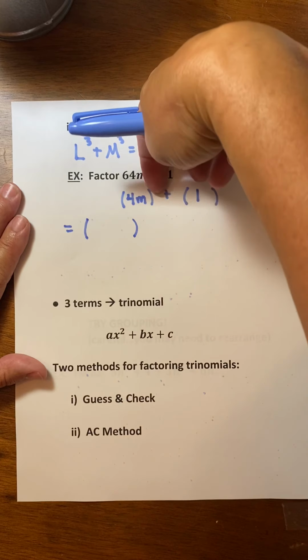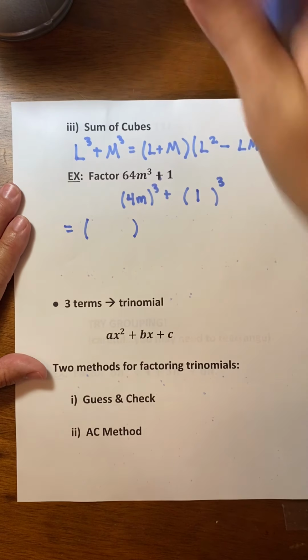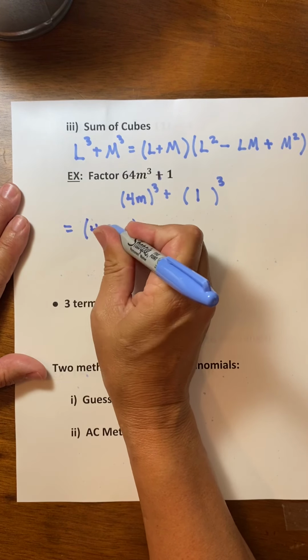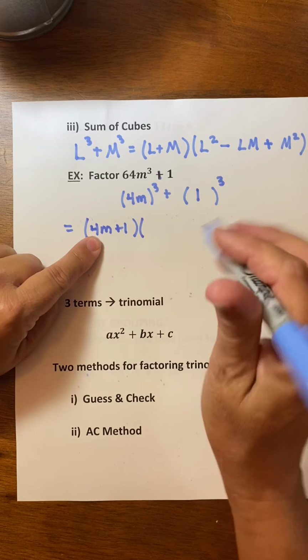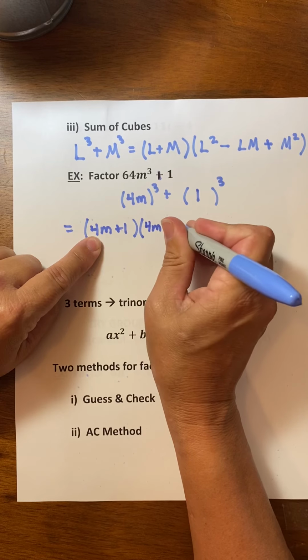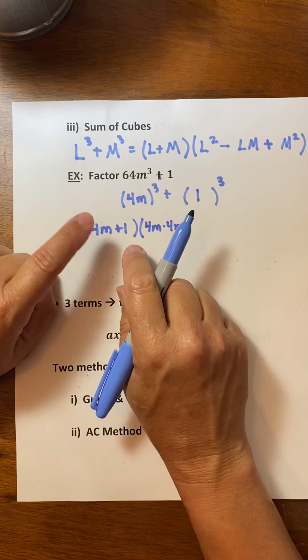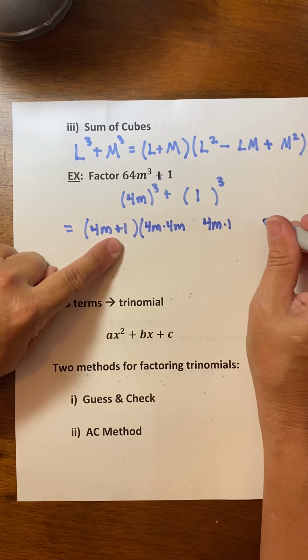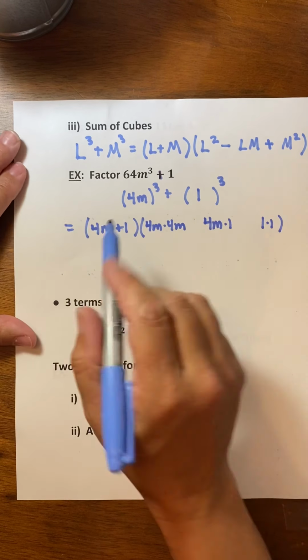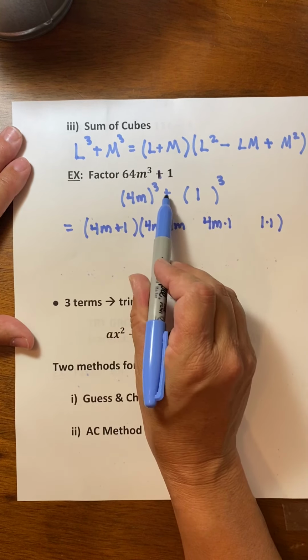So it's going to be, we take the power off of the outside the parentheses. It's going to be 4m plus 1. And what goes first here is just 4m times 4m. What goes in the middle is the 4m times the 1. And what goes on the end is 1 times 1. Addition, we started with addition. We keep the same sign. We switch to subtraction, always end with addition.